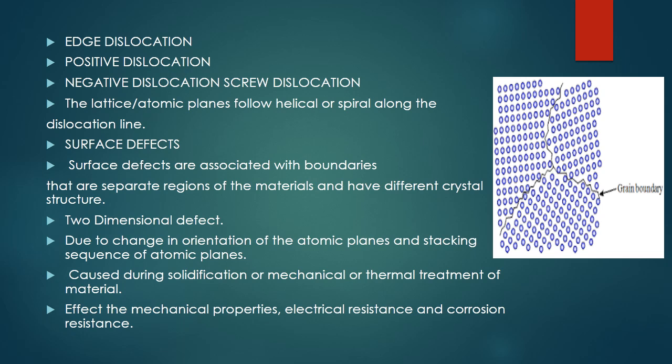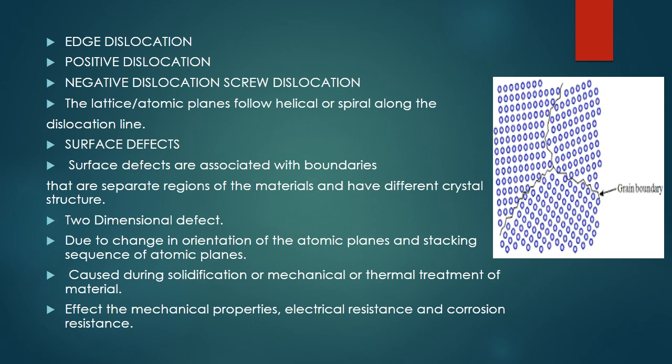Surface defects are associated with the boundaries that separate regions of the material which have different crystal structures. You can see the grain boundaries in the diagram, so they can split over. There is no regular arrangement of atoms on the surface of the crystal, and it is a two-dimensional defect.